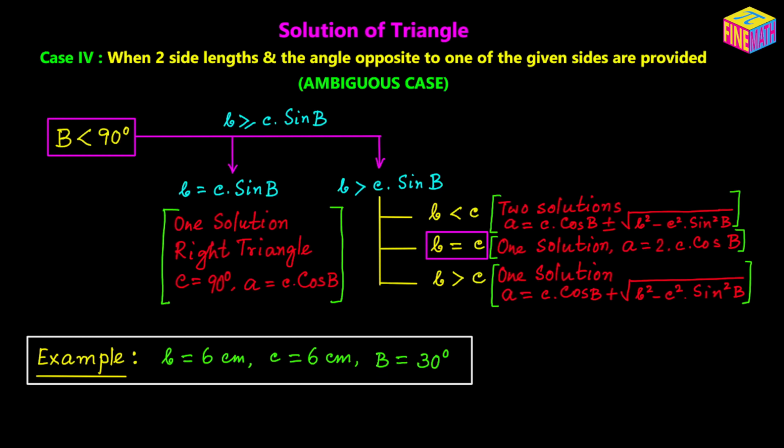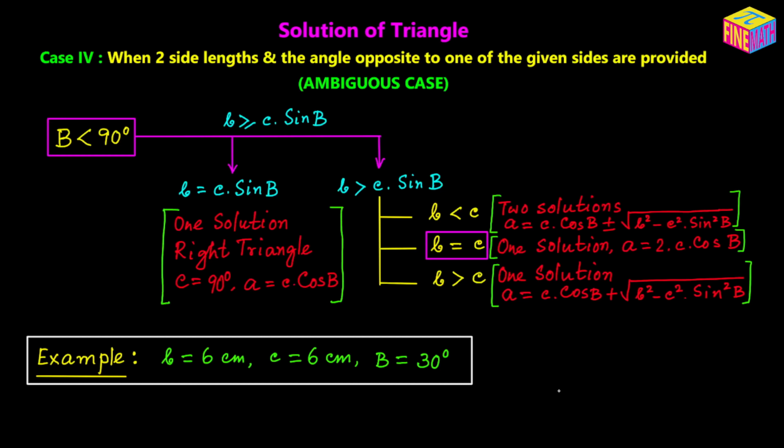Now here our example says that for a triangle the side length b is 6 cm, side length c is also 6 cm and the angle b is 30 degrees. We have to solve for the triangle, meaning we have to find the three other attributes, which are side length a, the angle a and angle c.